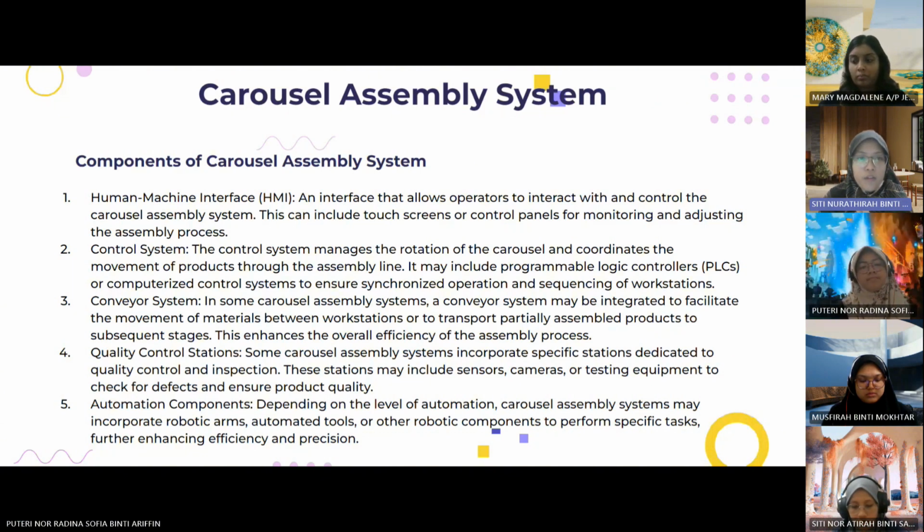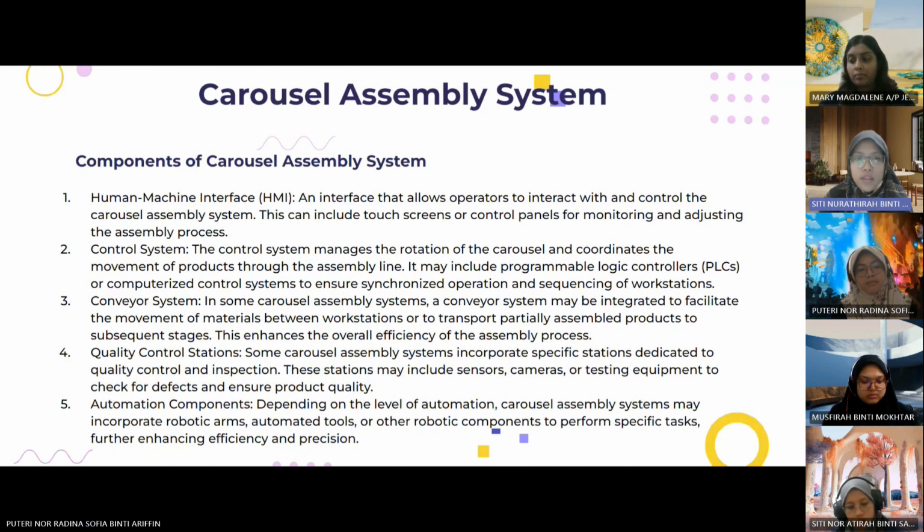So the third is conveyor system. In some carousel assembly systems, a conveyor system may be integrated to facilitate the movement of materials between workstations or to transport partially assembled products to subsequent stages. This enhances the overall efficiency of the assembly process.